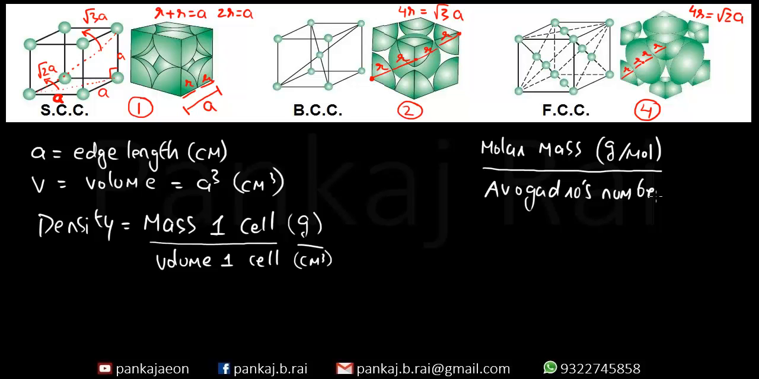Avogadro's number is the number of atoms in a mole. So Avogadro number would be per mole, that these many atoms are there per mole, and we all know that Avogadro number is 6.022 into 10 raised to 23 per mole. So these many atoms are there per mole of any element. If you take 1 mole of any element, you would find 6.022 into 10 raised to 23 atoms.